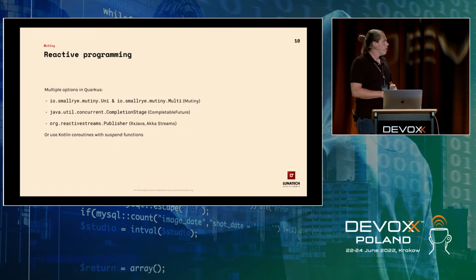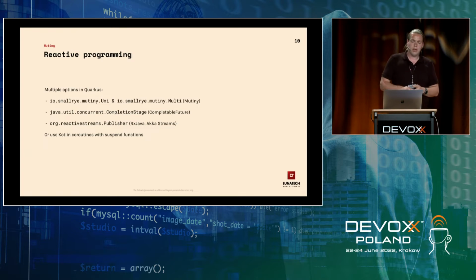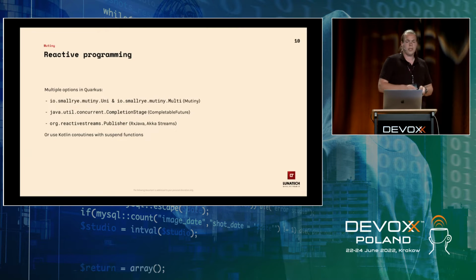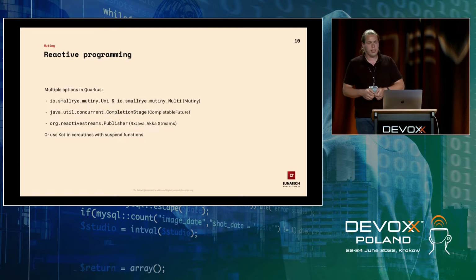Like I said, in Quarkus, they use the library Mutiny. And that's one of the options you can use in Quarkus for reactive programming. But you could also use the completion stage with the completable future, or the publisher from reactive streams, which is used by RxJava and Akka Streams, for example. Or what I started doing recently, writing services in Kotlin, then you can use Kotlin coroutines with suspend functions. That will make it a lot easier as well, but I won't be covering that today.